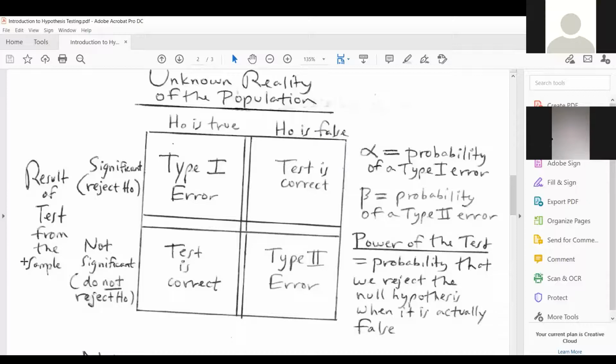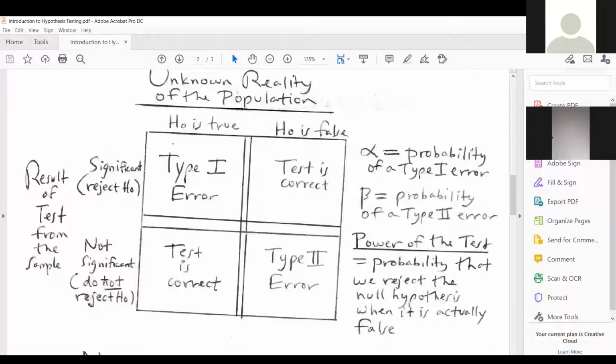But regardless of what we're using, we're going to have a test, and we're going to see the result of the test from the sample data. There are two possible decisions from that test. Either we reject the null hypothesis, because there's enough evidence to reject it, and therefore we accept the alternative hypothesis. That's called significant results. Or there's not enough evidence to reject the null. So we either reject the null or we don't reject the null. Those are the two decisions.